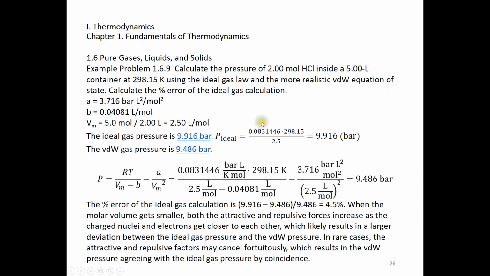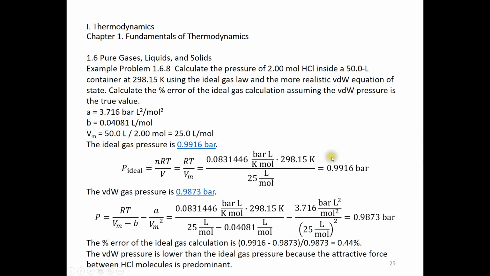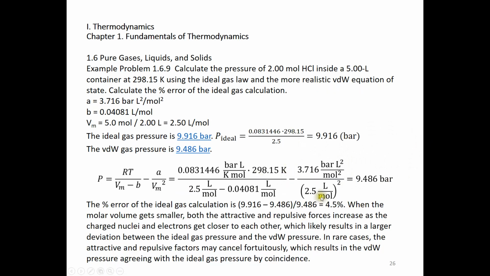Another numerical problem, still HCl, but this time we have 2 moles of HCl inside a smaller container. This time it's only 5 liters. And we still do the numerical calculation. Over here, if you click this, you'll get to this Wolfram Alpha page. You get ideal gas pressure 9.916 bars. It's just 10 times larger than the previous calculation when we had 50 liters. Okay, 50 liters, and now this one is 5 liters.